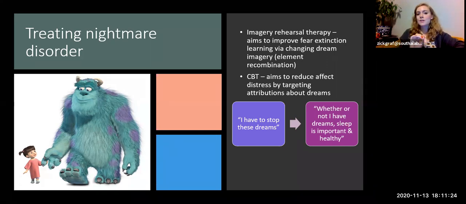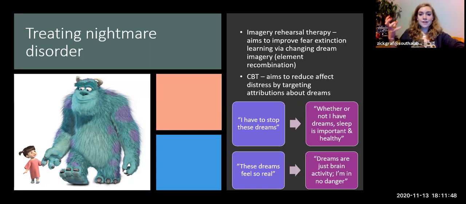So if someone can change their thinking from "these dreams are bad and dangerous, I have to stop them" to focusing on the importance of getting sleep and the function of dreams, even if they're upsetting, they're still serving a purpose. And regardless of what the content of their dreams is, REM sleep is healthy. The fact that they're dreaming is good. Sleep is safe.